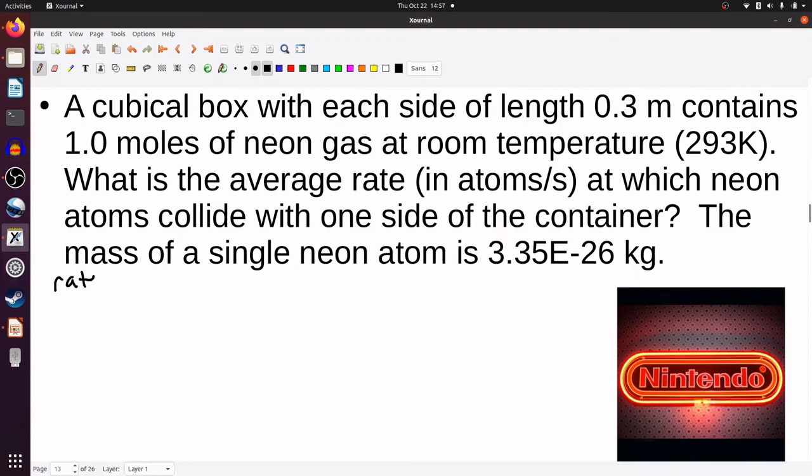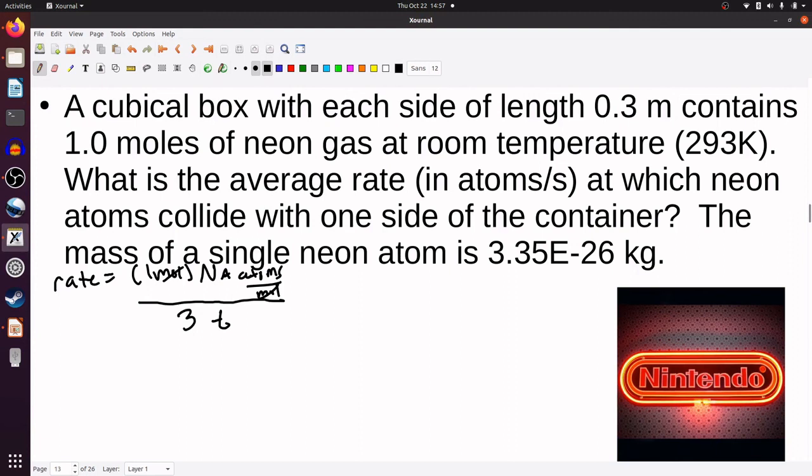And so I'll start with this. We have rate, we'll just call it rate, for lack of a better word. And I know I need number of atoms per second. And I know they gave me the number of moles. And I know that there are N_A, 6.0222 times 10 to the 23rd atoms in a mole. And so that would give me the number of atoms divided by time. There are 3 different dimensions to account for, and so I'm going to divide that by 3 to account for all of said dimensions.